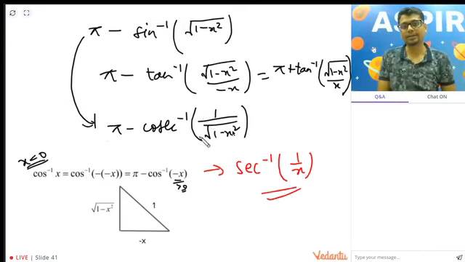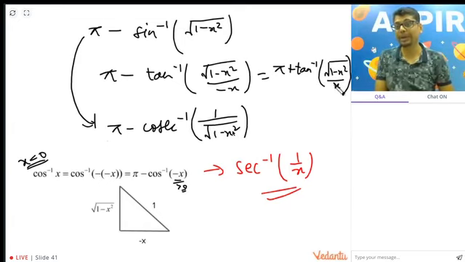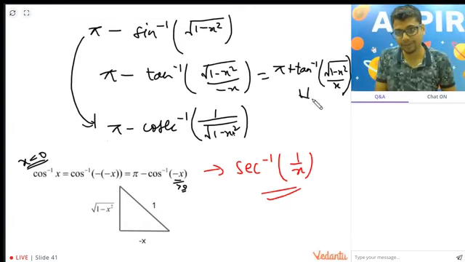And in terms of cot inverse, you can see tan inverse, this is negative. So it will be minus pi plus. So here it will be pi plus minus pi plus cot inverse reciprocal, x by under root 1 minus.